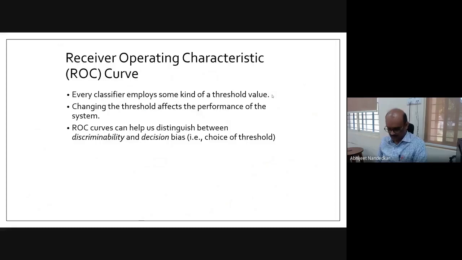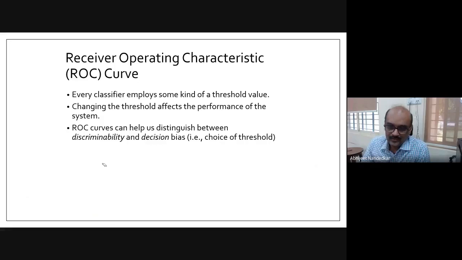Now next topic we will see is receiver operating characteristics, or ROC curve. So every classifier employs some kind of threshold value. So changing the threshold affects the performance of system. So ROC curves can help us distinguish between discriminability of these systems and decision bias, that is choice of threshold.